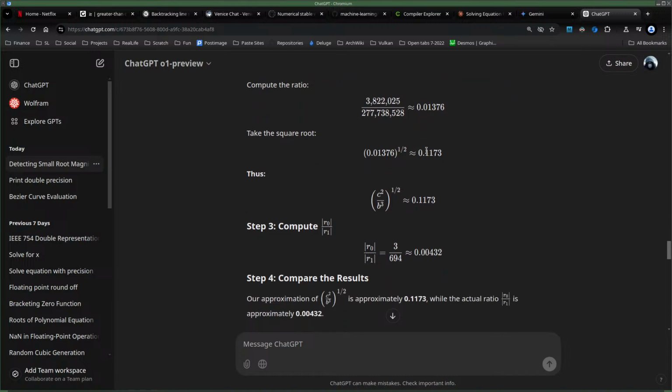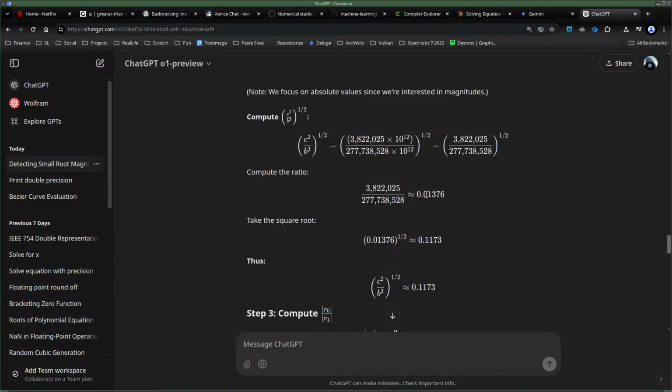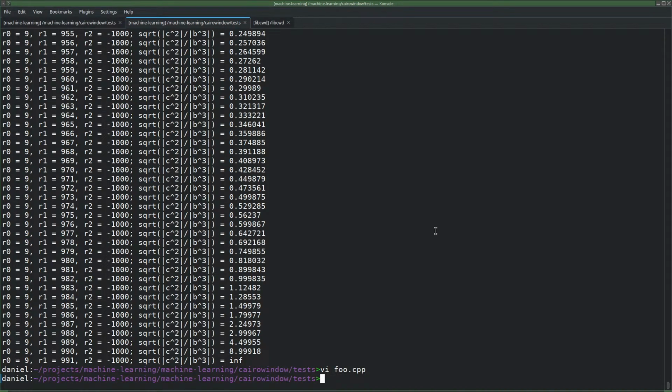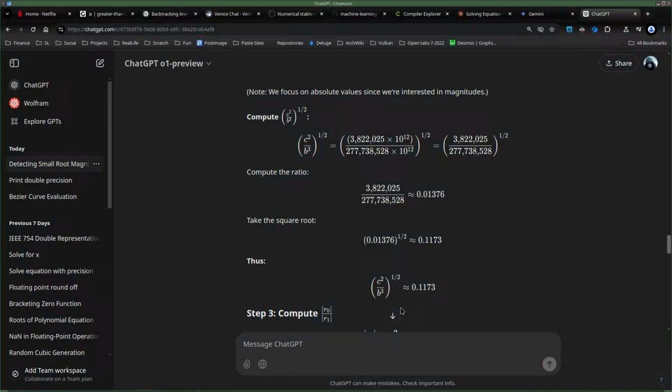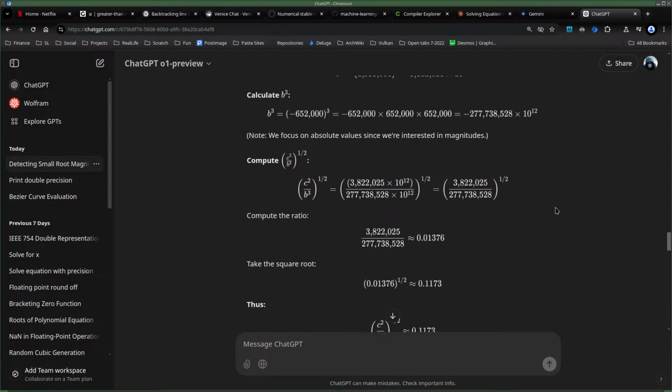Yeah, I never get something this big. The largest thing I get is 0.010. Never this. So I guess it's just not calculating things correctly.